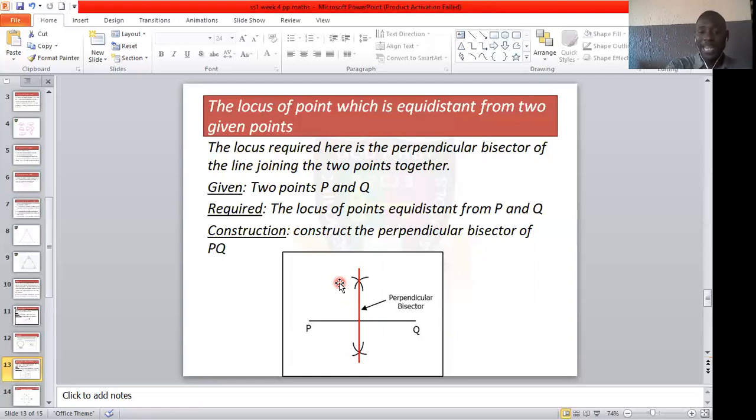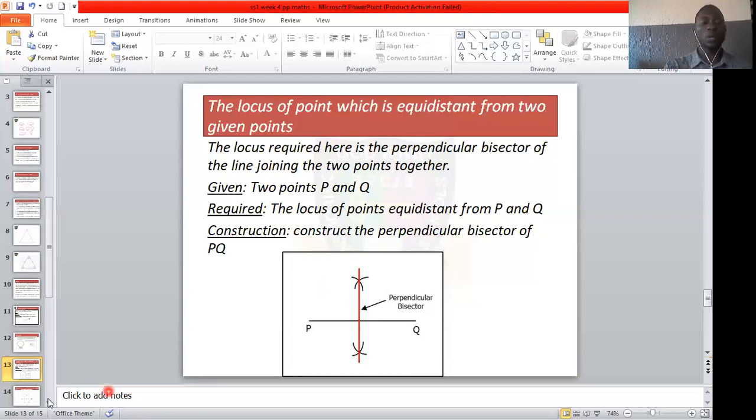Any point on this line, the bisector, must be at an equal distance to P and equal to the distance to Q. Any point on this bisector at all. It could be at the top, it must be equal to this. It could be in between here, but any point on the bisector must be equal to the distance of one end and equal to the distance of the other end. So that is what the locus of a point which is equidistant from two given points is about.